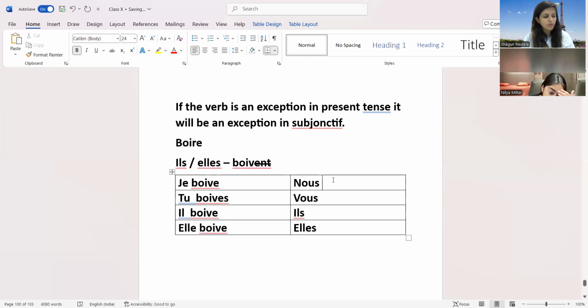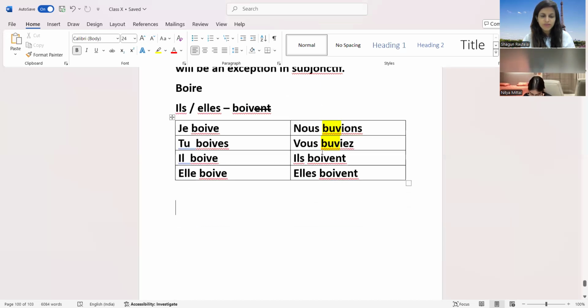And for nous and vous, we just discussed it's buvons, buvez. So we are going to take the same starting, and the endings will be of imparfait: IONS, IEZ. And the last one is the same. So we are going to take the exceptions of present tense. In present tense it was buvons, buvez, so I'm going to take the same starting, and the endings will be of imparfait only.